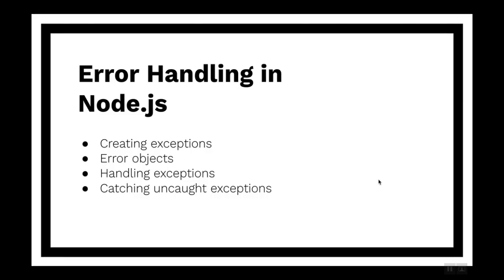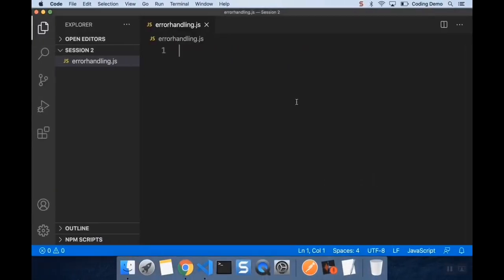Sometimes the URL is wrong. Sometimes the file that we are trying to read does not exist. So actually we are going to cover this in a short while. So let's move on to the code so that we can see how errors can occur.